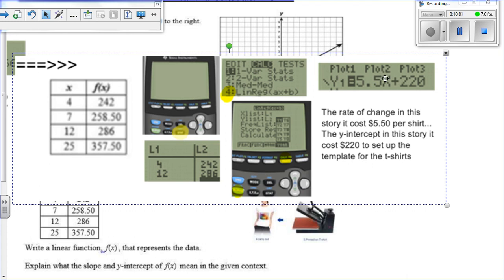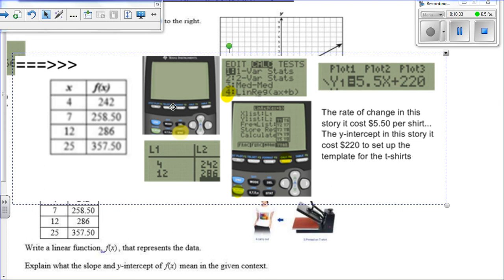And my y is going to generate this function, this rule. 5.5 is my rate of change. 220 is my y-intercept. And the context of it is the rate of change in the story is $5.50 per shirt. Remember, X was the number of shirts being produced, and Y was how much it cost to produce the shirts. The y-intercept in the story is it cost $220 to set up the template for the t-shirts.